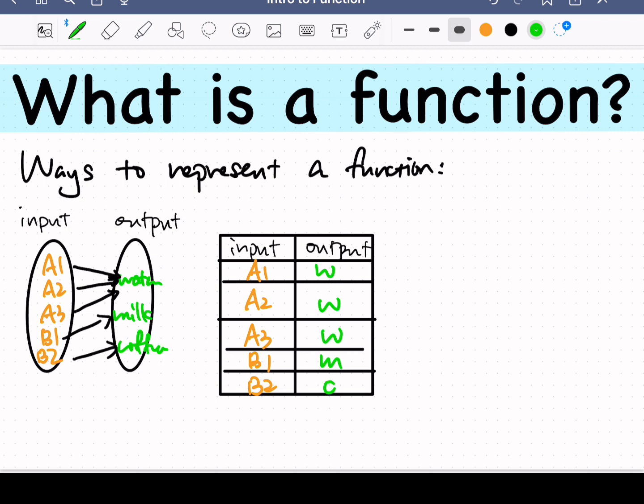So this is also valid. But let's say this part is blank. Then it means for the input A2, there is no corresponding output. Then this is, again, not a valid function. So you need to make sure that for every single input, there is one corresponding output. That's the most important part of a function. But you don't see these two that often in math classes. In math classes, the two ways that are used most often are equations and graphs.